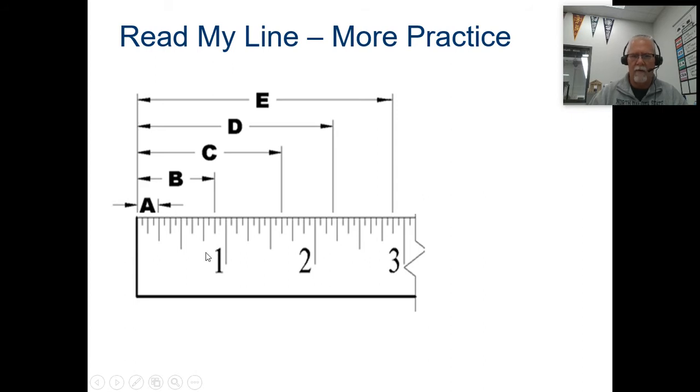So A would be 4 divisions, 4 out of 16. So 4/16 is the same as a quarter inch. We always want to reduce our fractions. A good place to put a note in your notebook. We always want to reduce fractions, give a proper fraction.